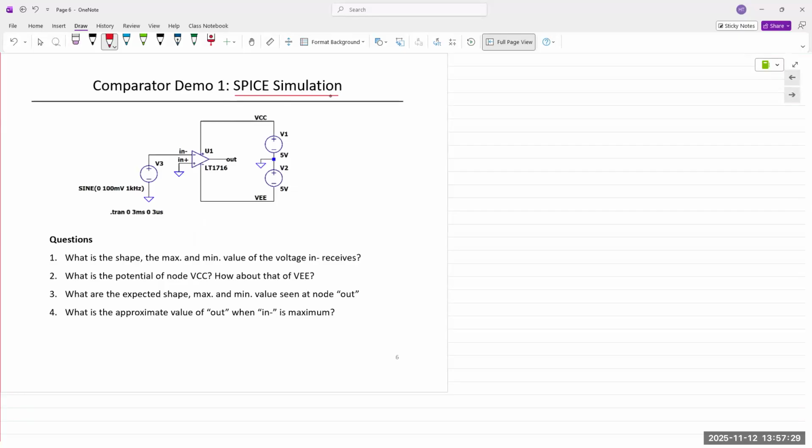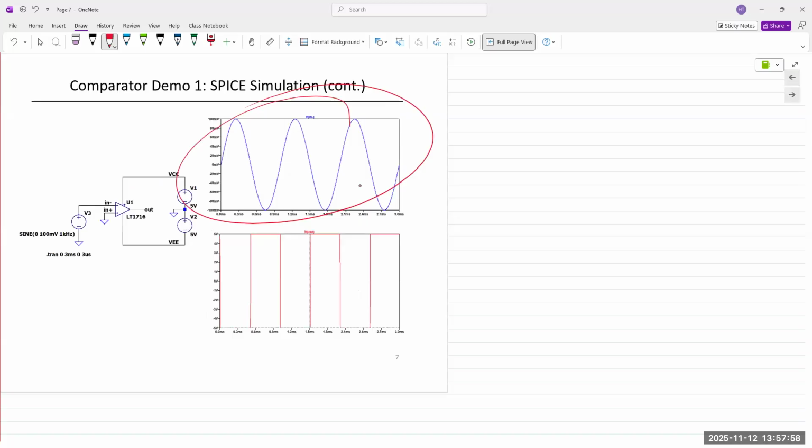All right, so you have this comparator, LT1716, and you're applying a plus or minus 5 volts power supply to the power rails. In this example, we are fixing the positive terminal to ground, meaning it's at 0 volts. And you're applying a sine wave of 200 millivolts peak to peak, and then we're observing the output of the comparator.